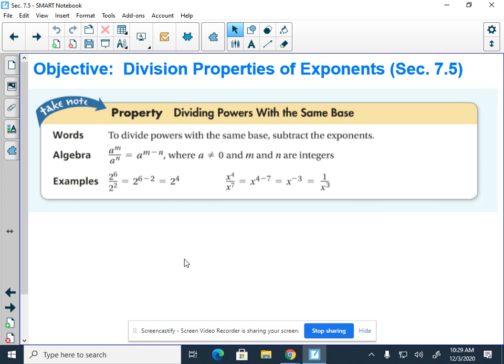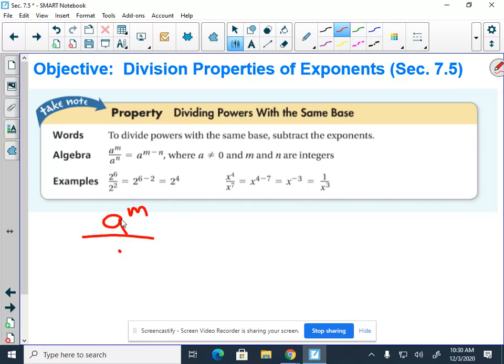Okay, we've been working with exponents for the last 3 lessons. So now we're going to deal with the division property with exponents. This property says a to the m over a to the n is a to the m minus n.